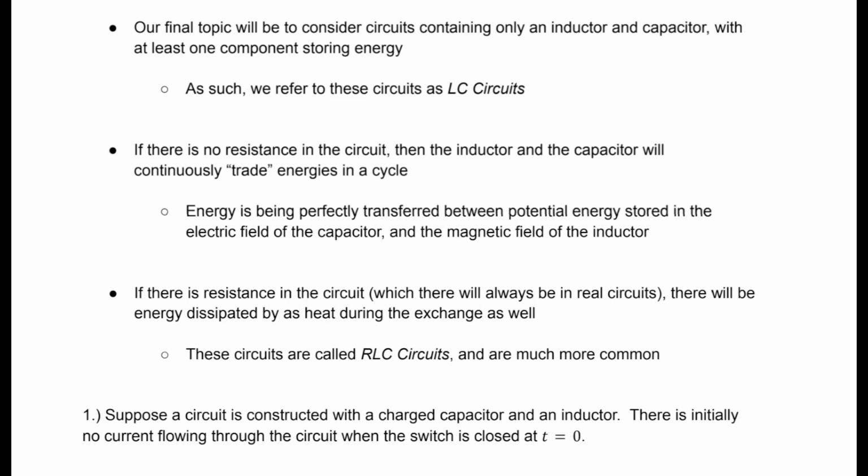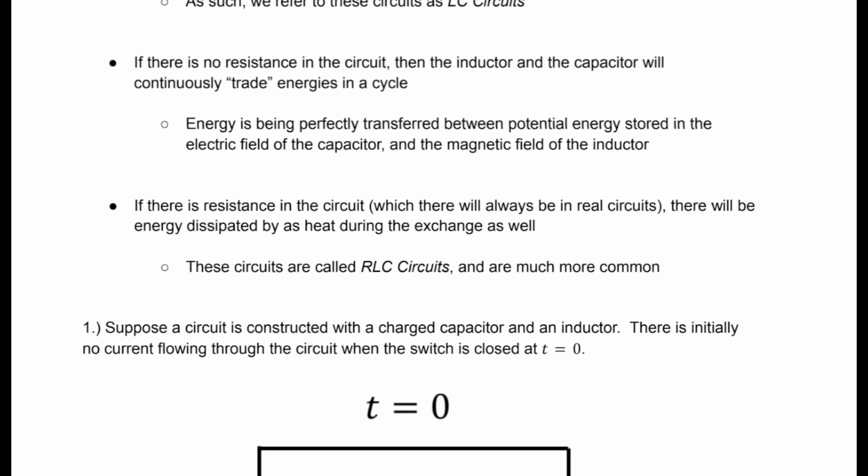So if there's no resistance in the circuit, we'll actually see that LC circuits just continuously trade energy without loss in a cycle. So there's energy stored in the electric field between the capacitor plates, and that could be transferred to energy stored in the magnetic field in the inductor coils, and back and forth. And this will happen forever in a predictable time scale.